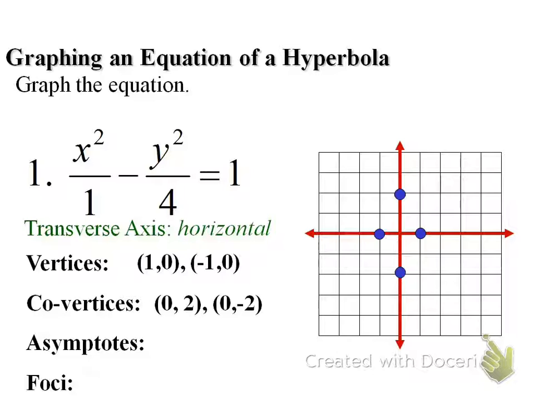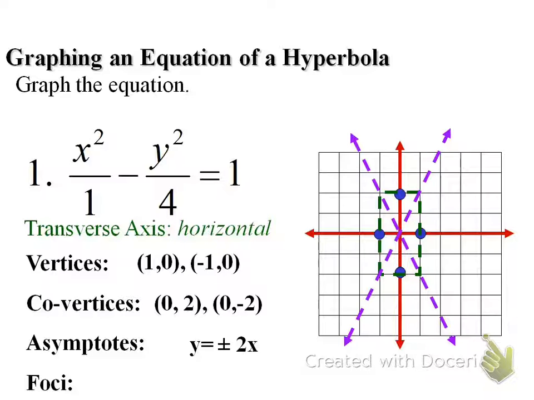Once you have your vertices, in this case they're side to side, and your co-vertices, in this case those are up and down, we are going to draw in this rectangle. The whole point of that rectangle is to locate your asymptotes.